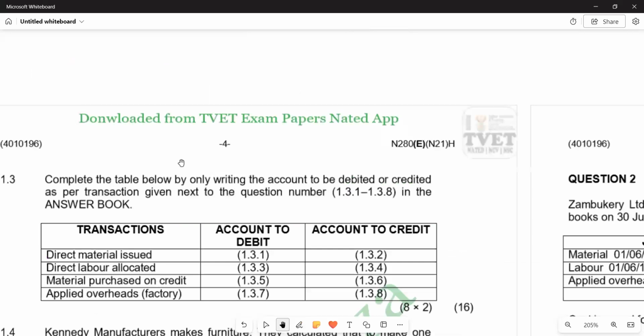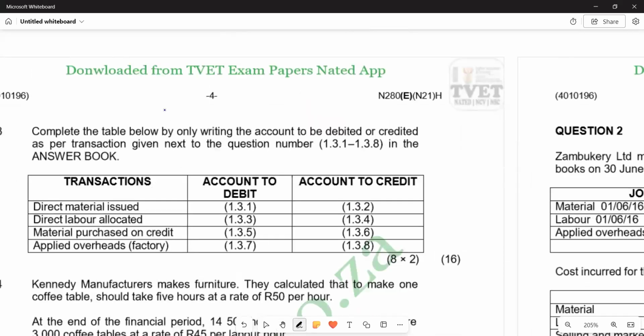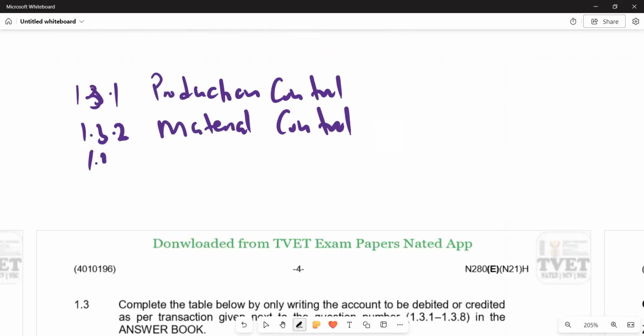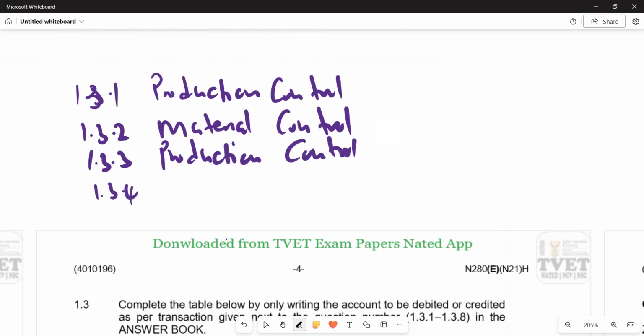Then we look at the next one. This next double entry involves 1.3.3 and 1.3.4, and it's direct labor allocated. The account to be debited is production control, and the one to be credited on 1.3.4 is labor control. So we represent it as such: 1.3.3, production control, and then 1.3.4, labor control.